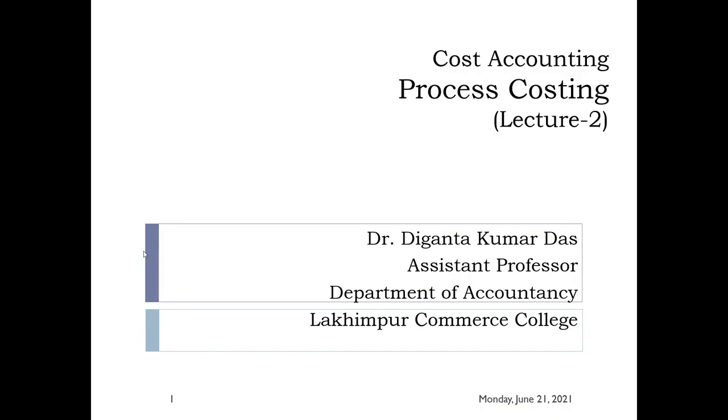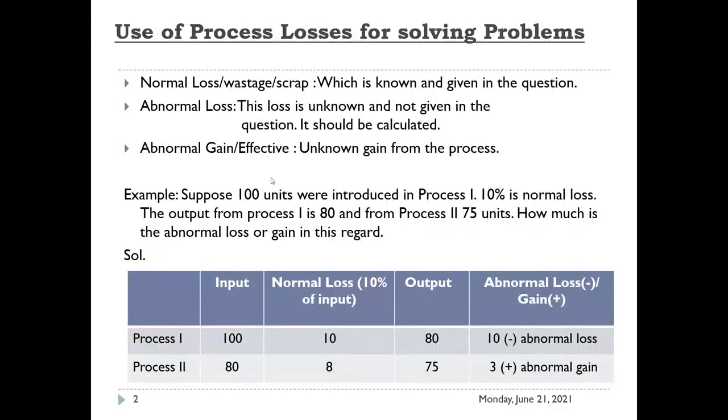When such abnormal process loss or abnormal gain is ascertained in a question, in a process, then we should calculate the value of that abnormal gain or abnormal loss. There are some formulas. You see, these are the process losses for solving problems. First of all, the normal loss, which may be called wastage or scrap, is known and given in the question. This type of loss is known to every calculator.